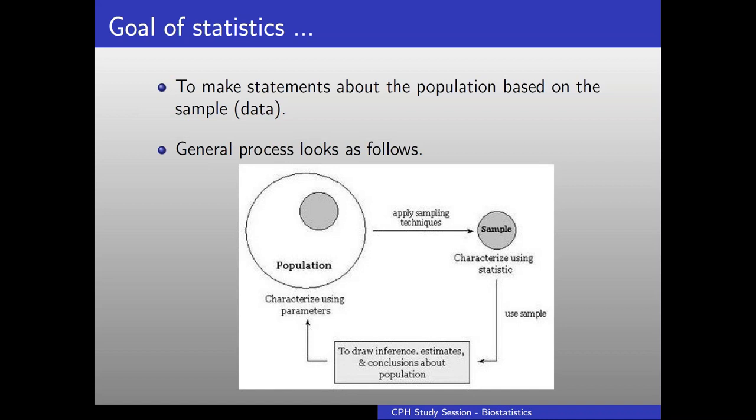Just to review, the goal of statistics is to make statements about the population based on the sample, meaning only seeing a part of a population, we would like to make a conclusion about the entire population. A schematic looks like what you see on the slide. We have a big population. From that population, we sample and take observations. Based on that sample, we either describe and summarize, that's the descriptive statistics, or we apply statistical methods and tests to draw conclusions about the population. That's the inferential statistics part.